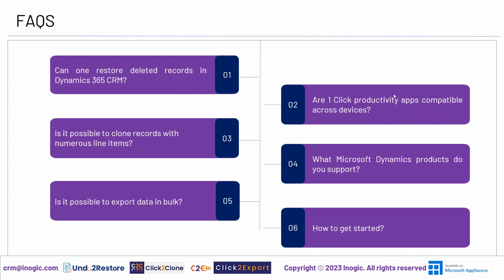If, for example, your quote has about 10, 20 product line items and you want to clone it, you just have to configure the template accordingly. You configure it once, and then irrespective of the line items, it is possible to clone such records. What Microsoft Dynamics products do you support? I just covered it. It's Dynamics 365 version 8.2 onwards, and of course the Dataverse. Is it possible to export the data in bulk? Yes, with our Click2Export solution, it is very much possible to export the data in bulk.